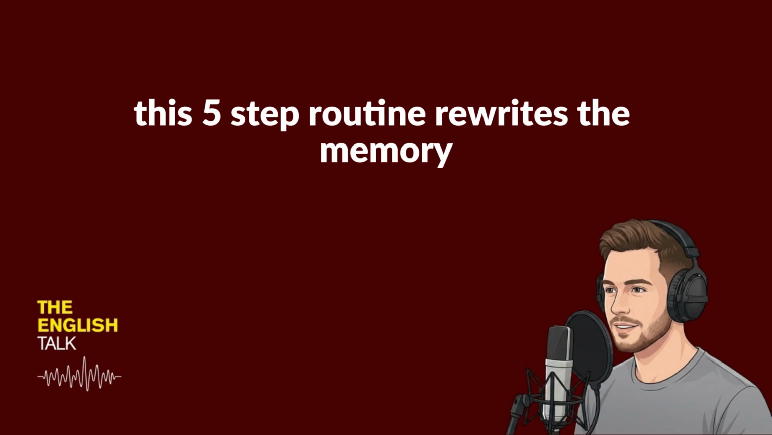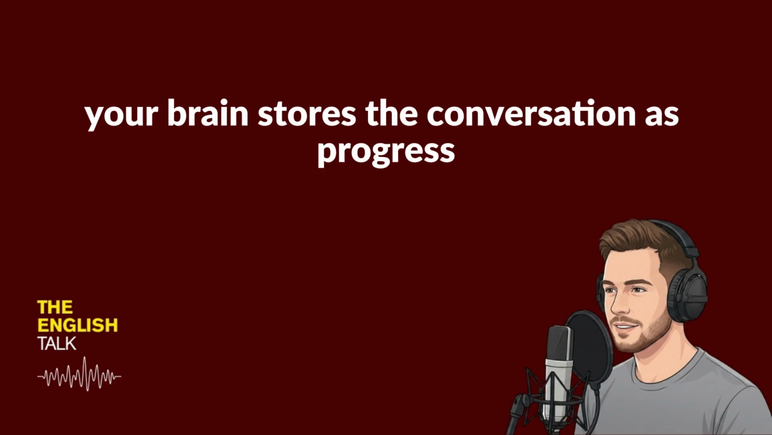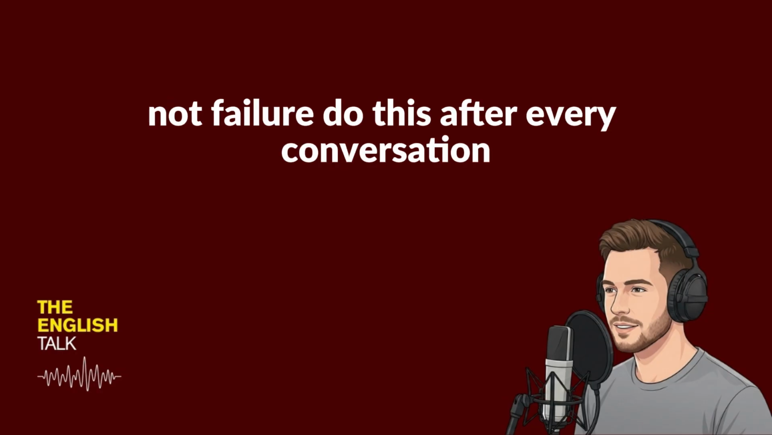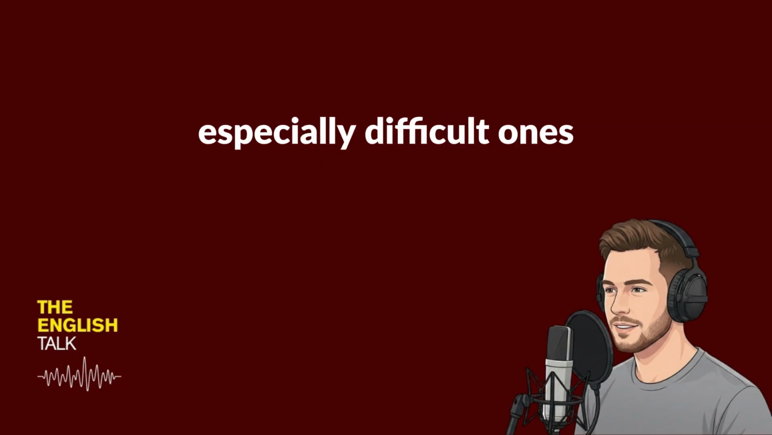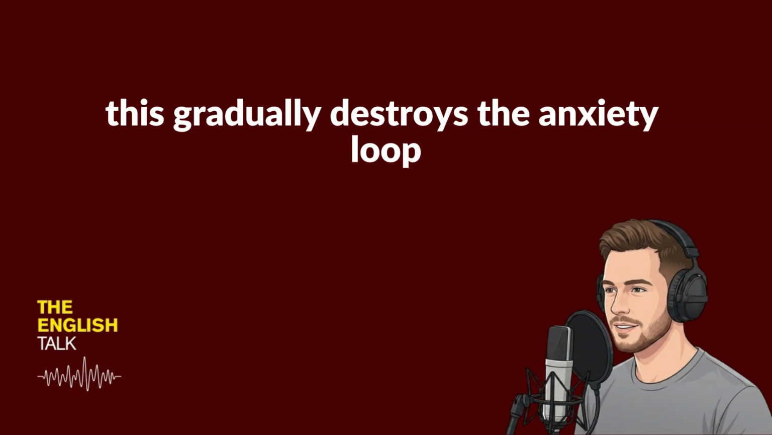Excellent. This 5-step routine rewrites the memory. Your brain stores the conversation as progress, not failure. Do this after every conversation, especially difficult ones. This gradually destroys the anxiety loop.